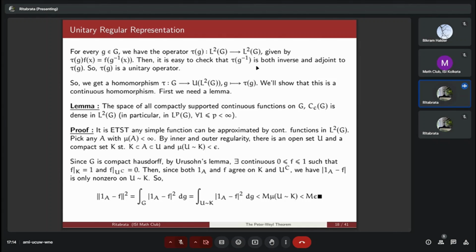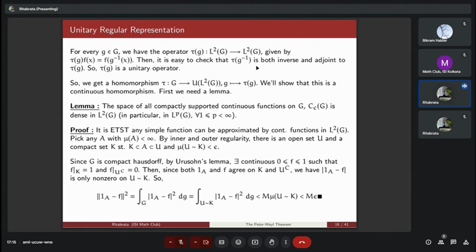It's already a long talk. It has 41 slides. I cannot show all the calculations. So this will see its adjoint, meaning it's a unitary operator, and unitary operators are in particular bounded. So we get a homomorphism tau from G to the group of unitary operators on L2(G). That is, G goes to the operator tau of G, basically representing each group element by a unitary operator tau G on L2(G).